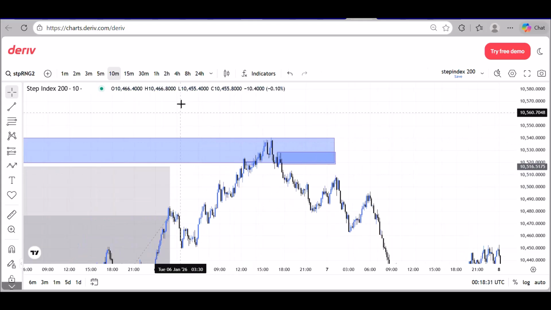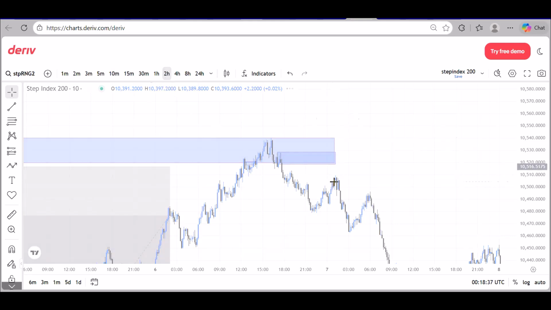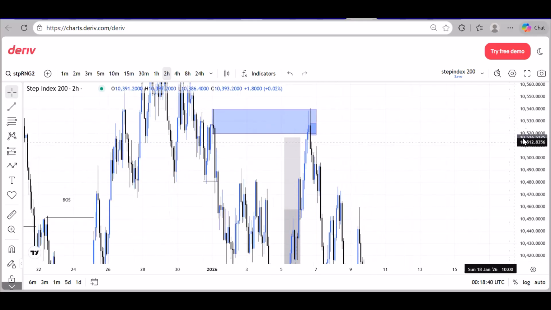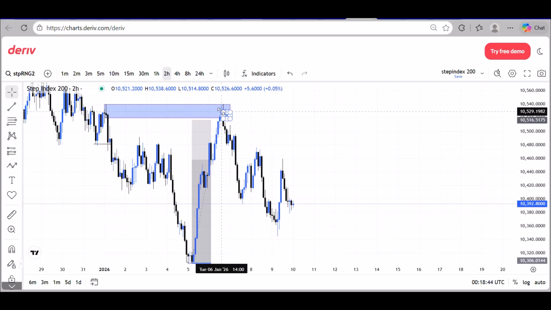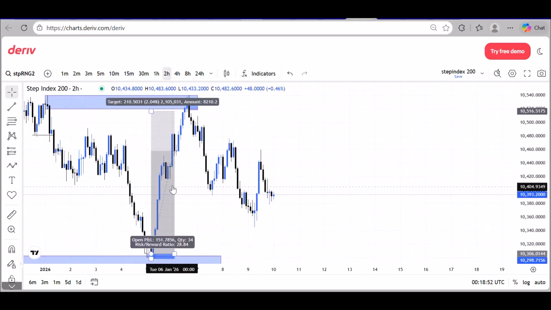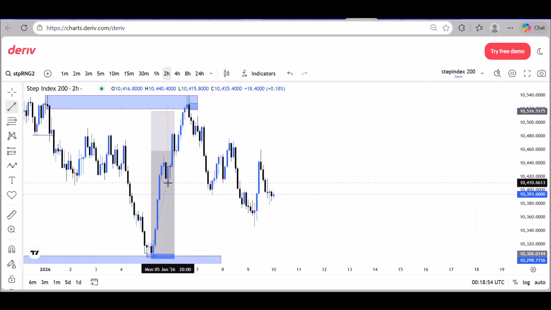Now, let's go down. After price left that zone, let's see if we would have gotten another opportunity to sell. Price came in, it tapped the zone, it didn't retrace back to where we expected it to come into, and it went and sold, and then it broke structure here. We saw that there was a break of structure. The price was coming down, there was a break of structure here.